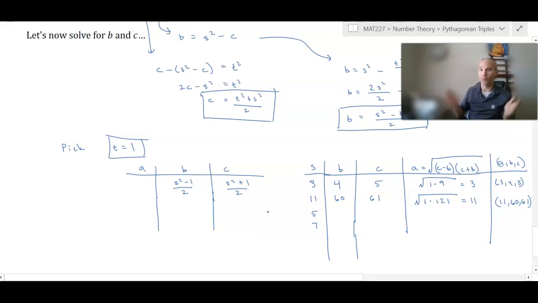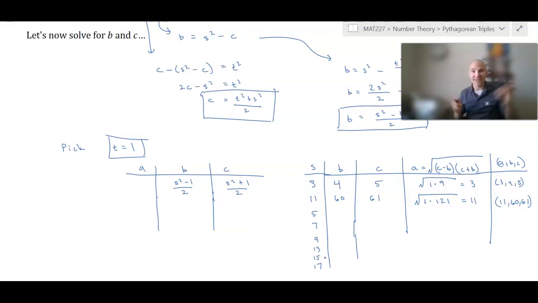So here's my argument for why there are infinitely many primitive Pythagorean triples. Just for t equals 1, s could be any odd integer. So how many odd integers are there? Well, there's infinitely many of them. And so if there's infinitely many odd integers, there's infinitely many choices for s, given just the specific value of t equal to 1. And so I could generate these all day long. And so now we have a way of understanding primitive Pythagorean triples and generating them.